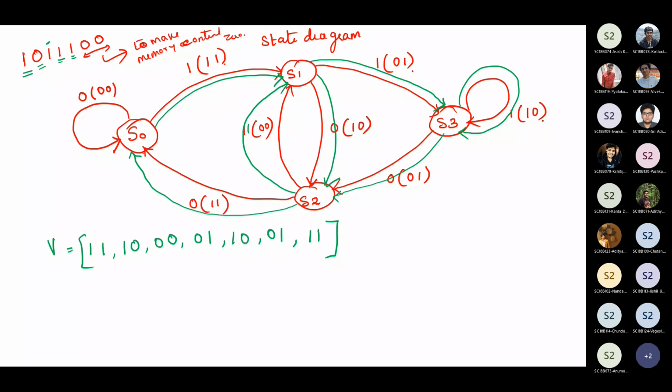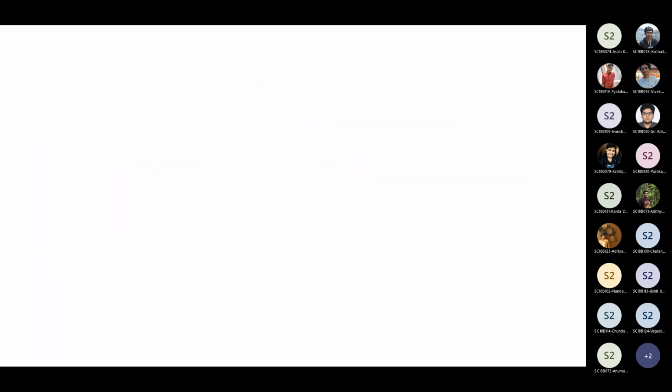So next, we will move on to the trellis diagram. How to do the encoding using the trellis diagram? Here again, 4 states are there: S0, S1, S2, S3.